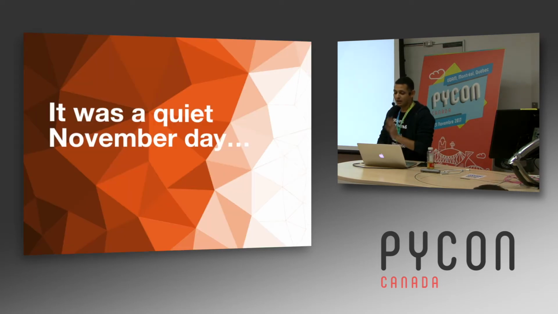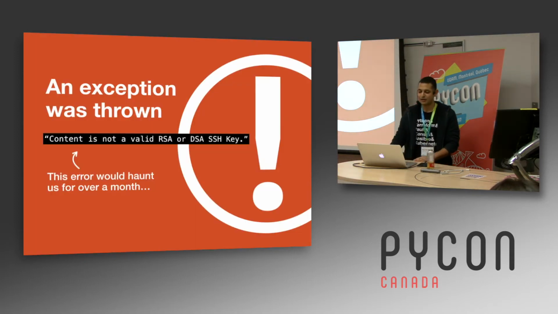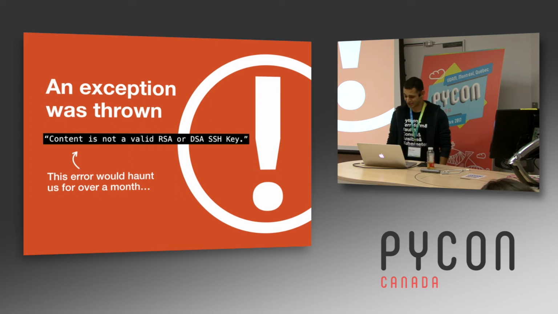So everything began on a quiet November day in 2016. This is last year, about a year ago, when our Sentry system threw a nice error for us: "Content is not a valid RSA or DSA SSH key." Little did we know that this error would haunt us for over a month.